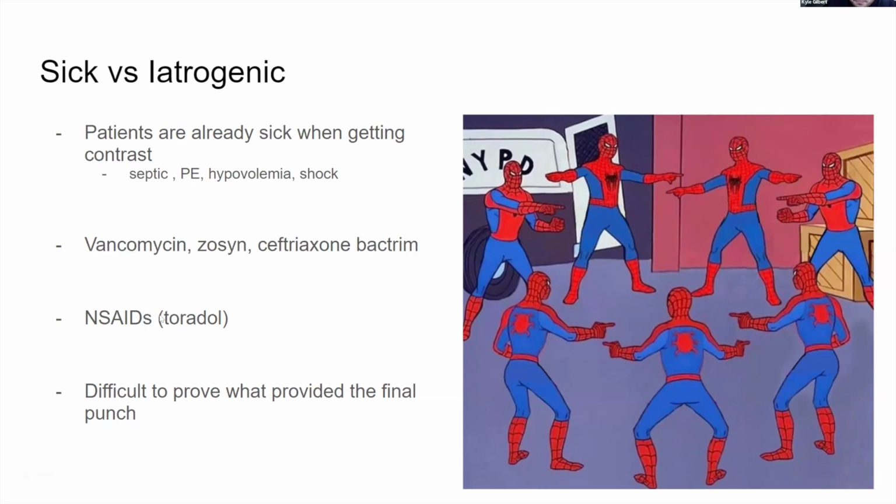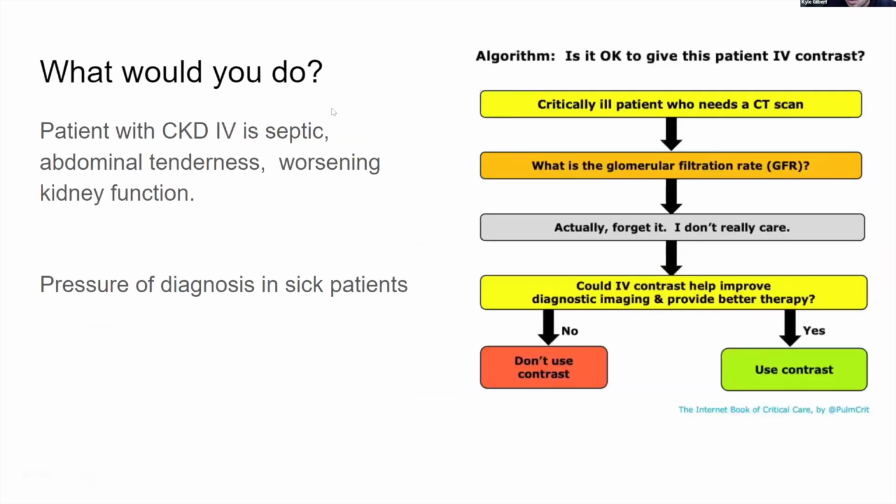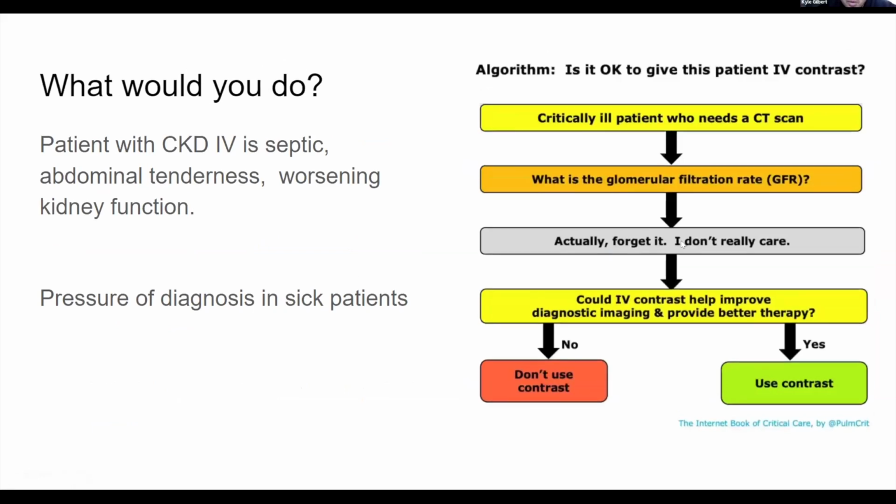All right, next slide. So what would you do? Okay, so I stole this from MCRIT, who has explored this topic probably more in depth than I did today. Algorithm: is it okay to give this patient IV contrast? Is a sick patient needs a CT scan? What is the GFR? It doesn't matter. Could this IV contrast help improve diagnostic imaging and provide therapy? No, don't use it. Yes, use the contrast, right?